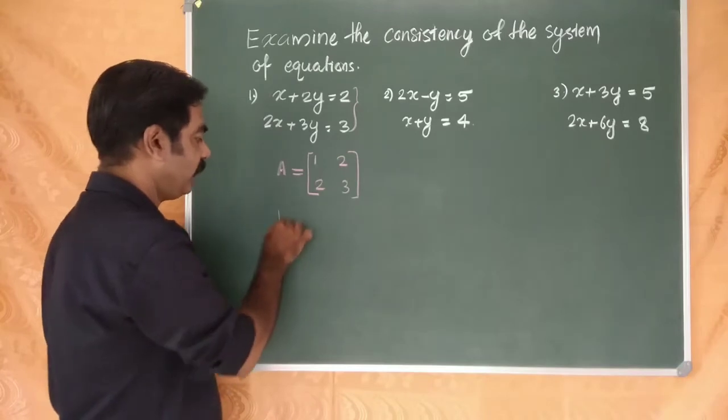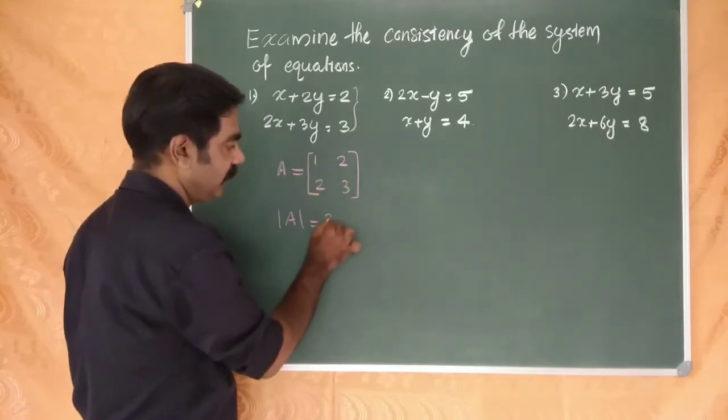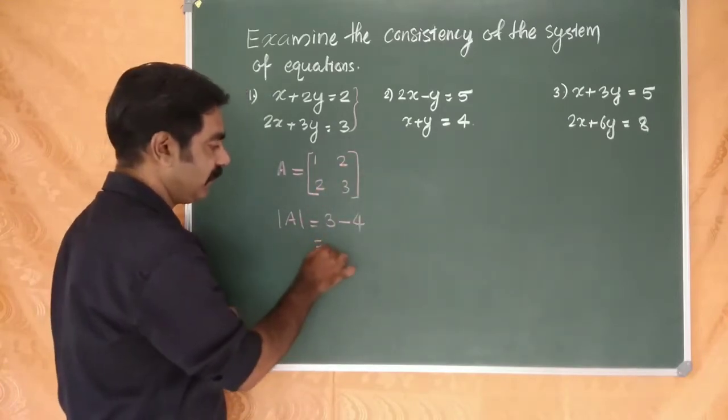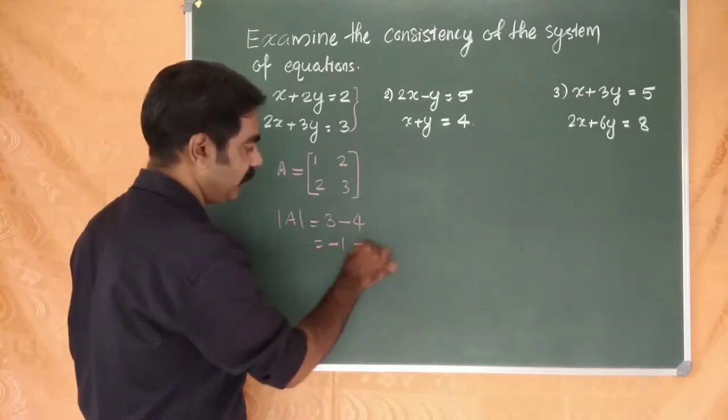Now we have to find the determinant of A. So what is the determinant of A? It is 1 into 3, which is 3, minus 2 into 2, which is 4. So 3 minus 4 is equal to minus 1. So the determinant of A is equal to minus 1, which means it is not equal to 0.